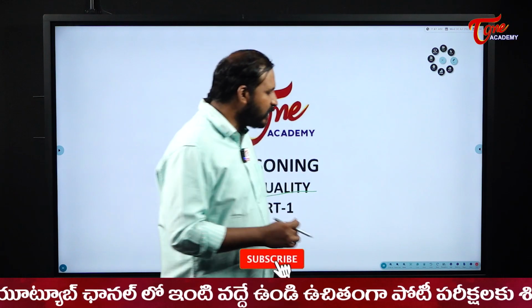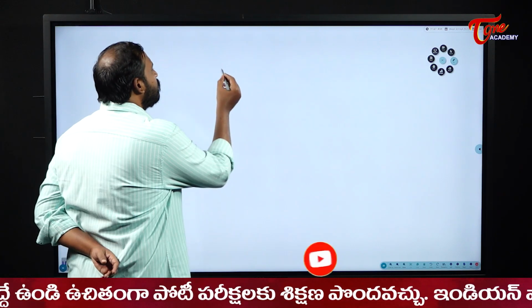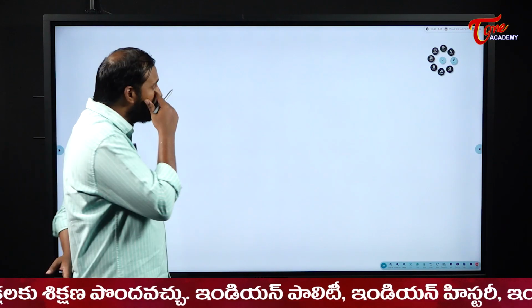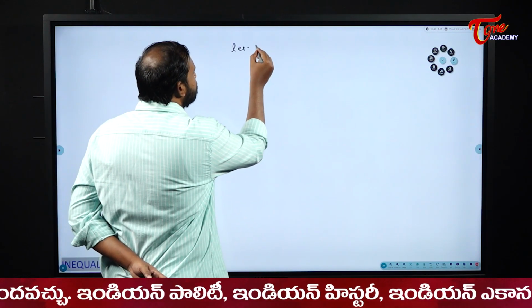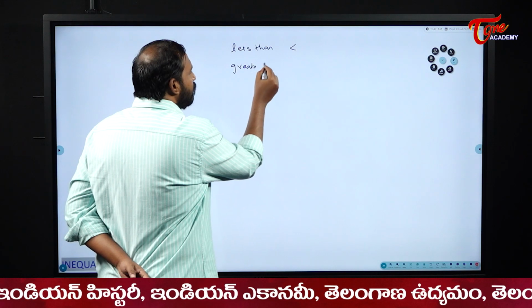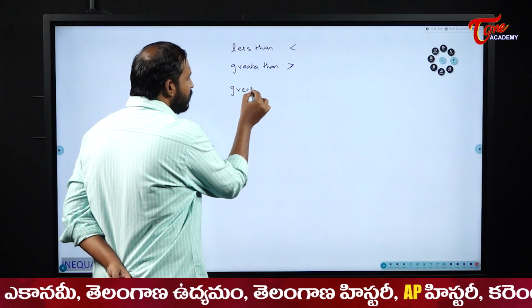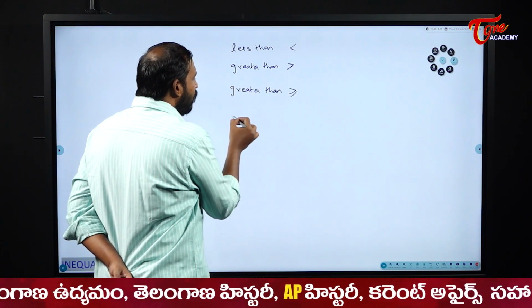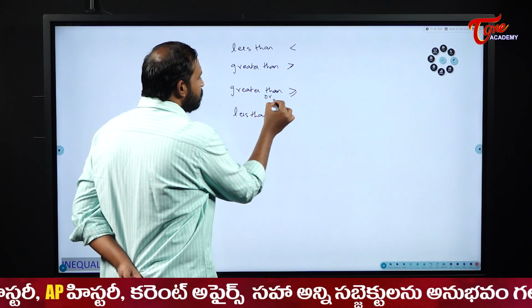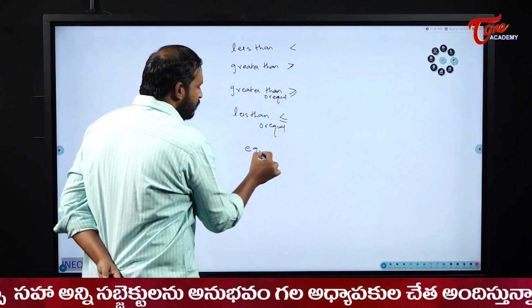Sir, what is this inequality? First, we should know what inequality is called. Now, see here, students, if I want to compare two or three persons, whatever it may be, generally what are the symbols which we will use? We will use the less than symbol, the greater than symbol, greater than or equal to, less than or equal to, and equal. These are the symbols, right?